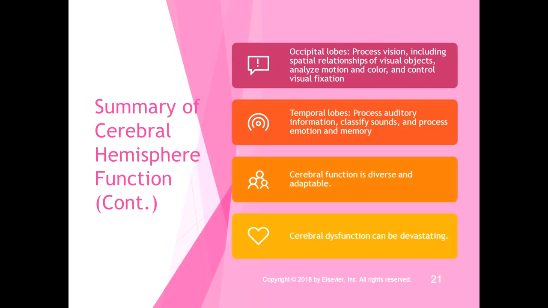Occipital lobes process vision, including spatial relationships of visual objects, analyze motion and color, and control visual fixation. Temporal lobes process auditory information, classify sounds, and process emotions and memory. Cerebral function is diverse and adaptable. So when we talk about functional reorganization of the cerebral cortex, it means that areas of the cortex can take over function of damaged areas. Cerebral dysfunction can be devastating and life-changing.